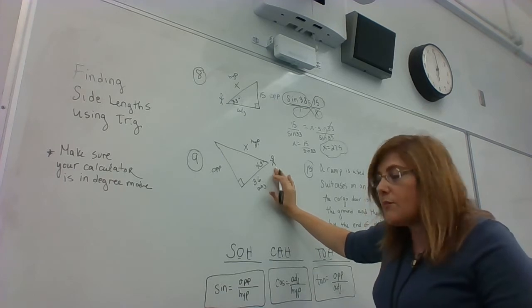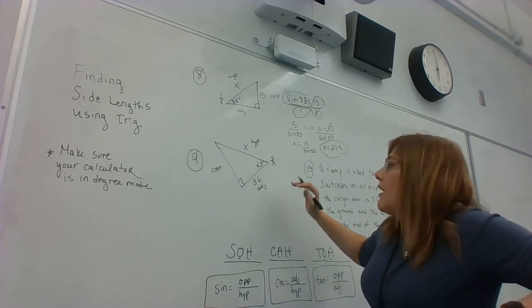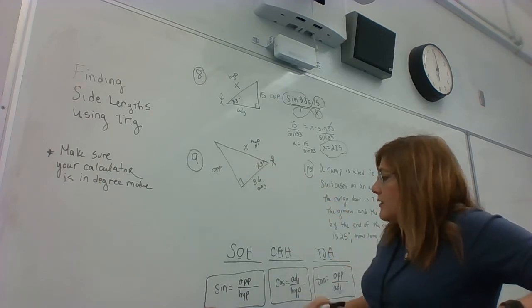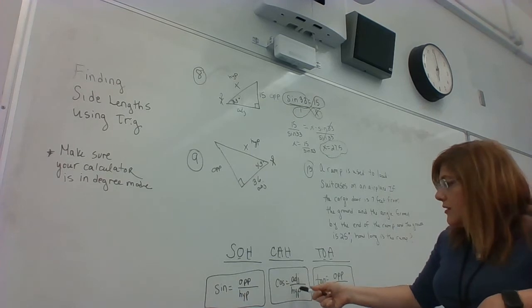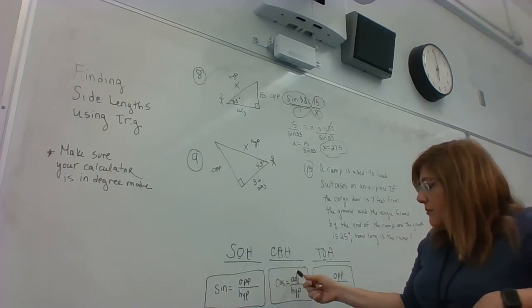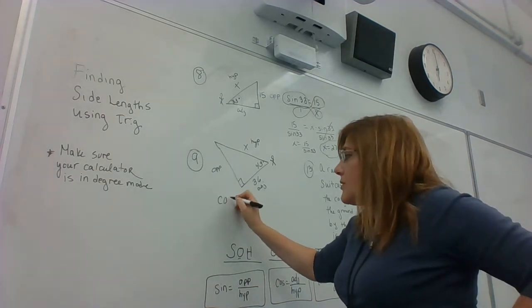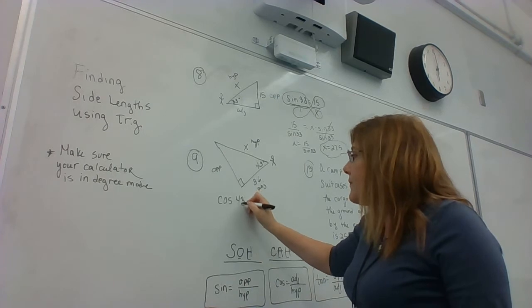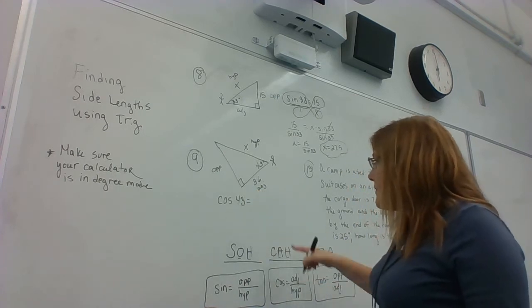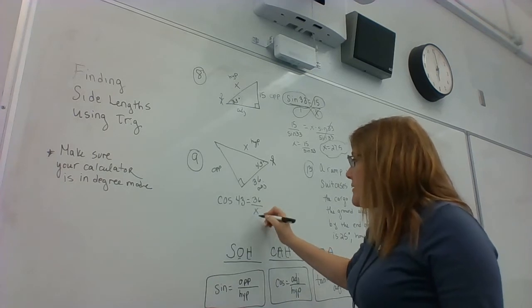In this problem, we are given the 36, which is the adjacent side, and we're given the x, which is the hypotenuse. Adjacent and hypotenuse, when we look down here, the only trig function that has adjacent and hypotenuse in it is cosine. So we have cosine, you always take the cosine of an angle, 43 equals adjacent, which is 36, over hypotenuse, which is x.